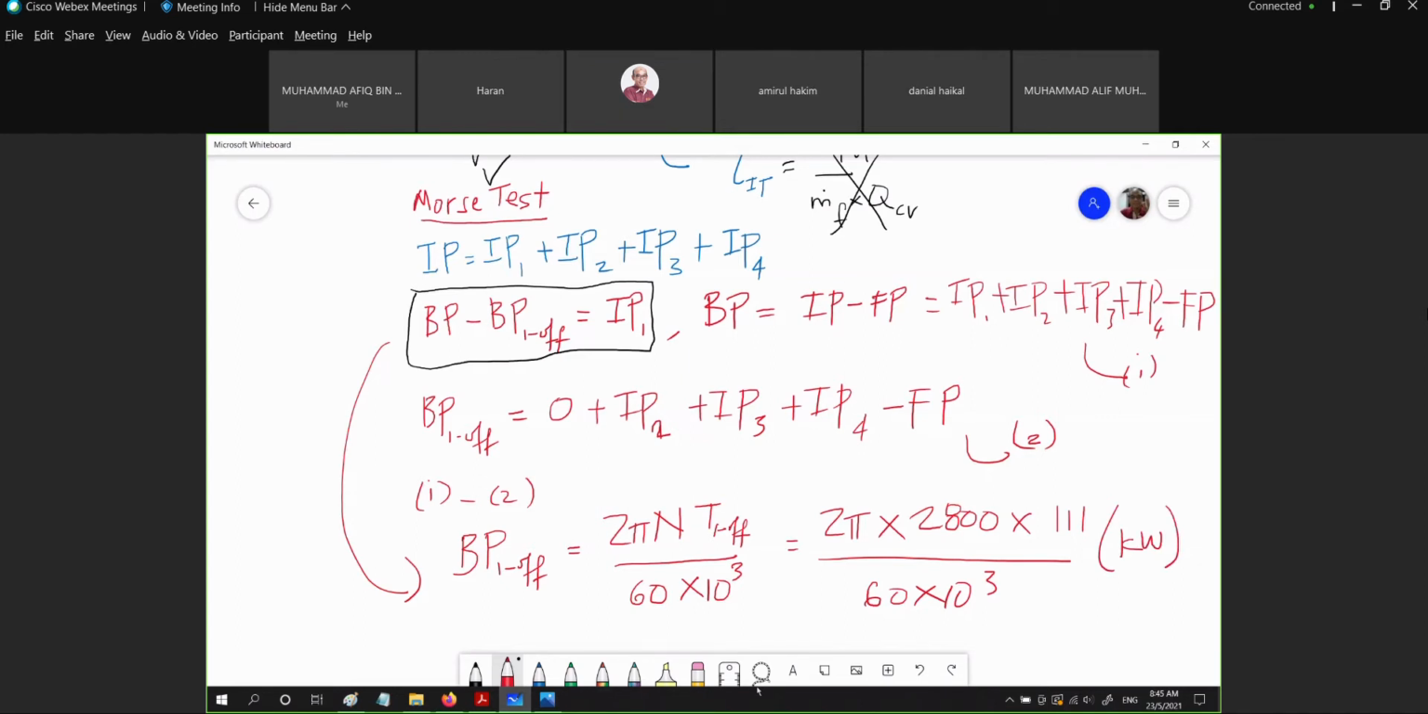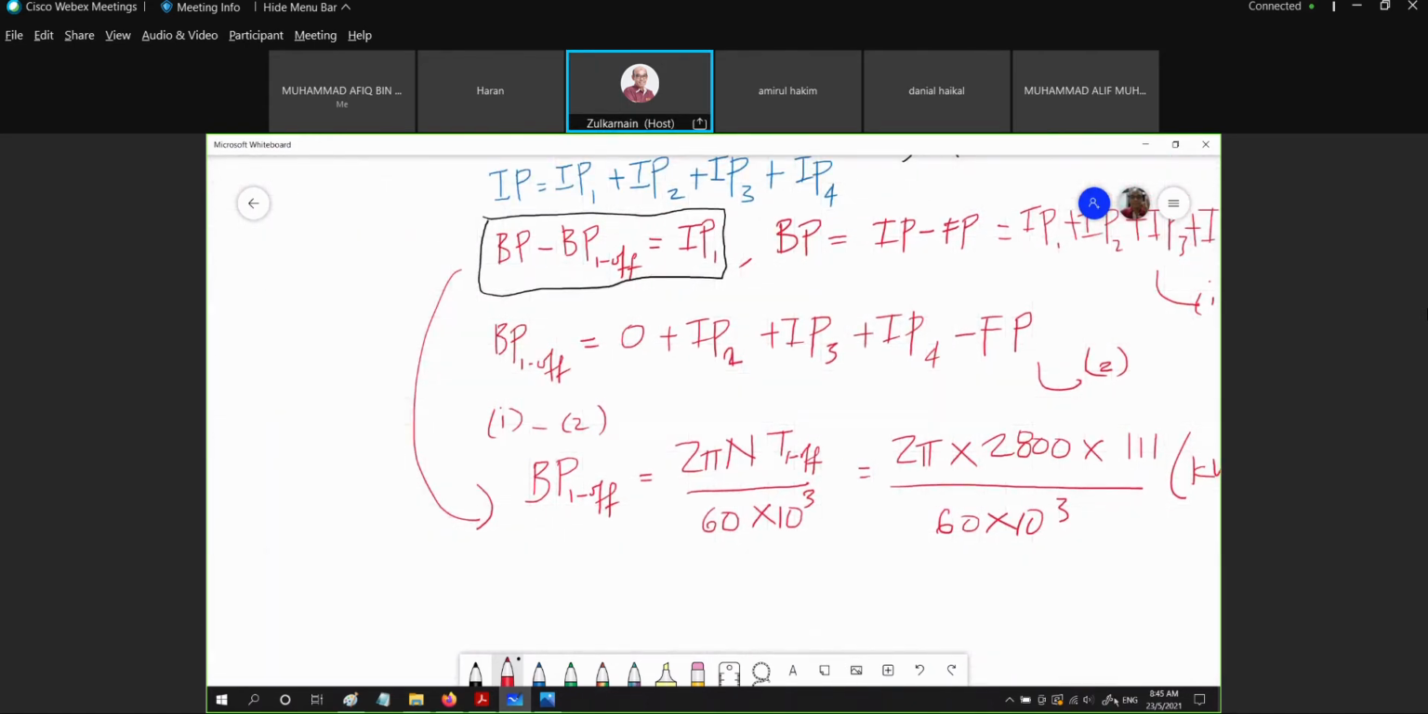Okay? So once kita dapat the BP1 off, barulah kita dapat IP1. So from here, we will get the IP1. Ini kan? This formula. Ya, kita gunakan BP1 off. Dengan BP, tolak BP1 off, kita dapat IP1. Kita buat cara yang sama juga, ya. Kita dapatkan kita punya IP2. Ya, jadi BP minus BP2 off. Kita dapat IP2.